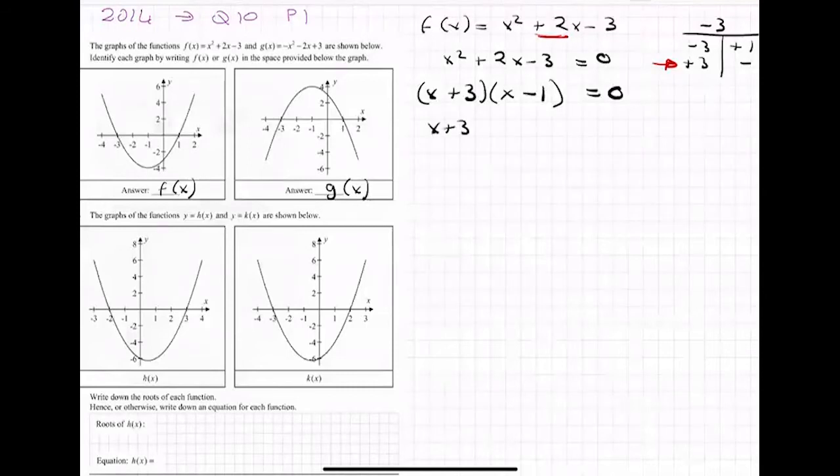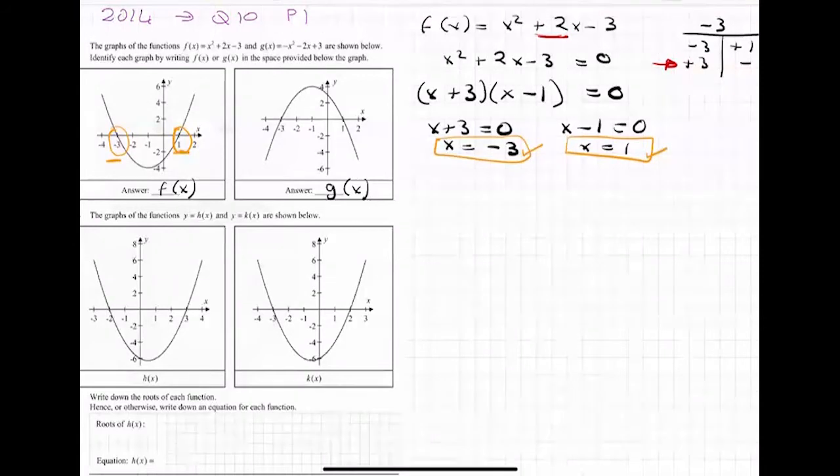Okay, let each of the factors equal 0 and solve. And what you'll find is that these two x values that's here are where the graph cuts the x-axis. There's my -3, which is here. Here's my 1, which is here. So I'm now doubly sure that that is f of x. Okay, would I do the same thing to g of x? Yes, I would.